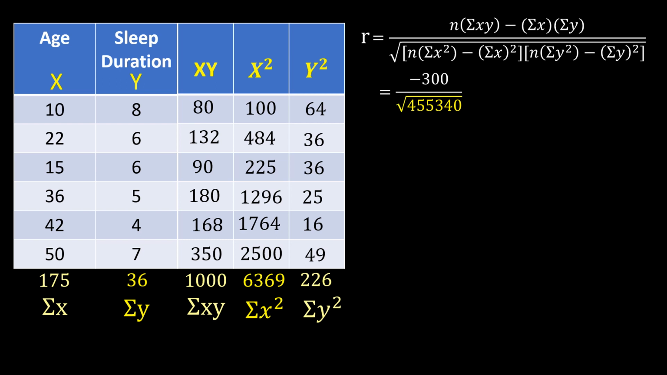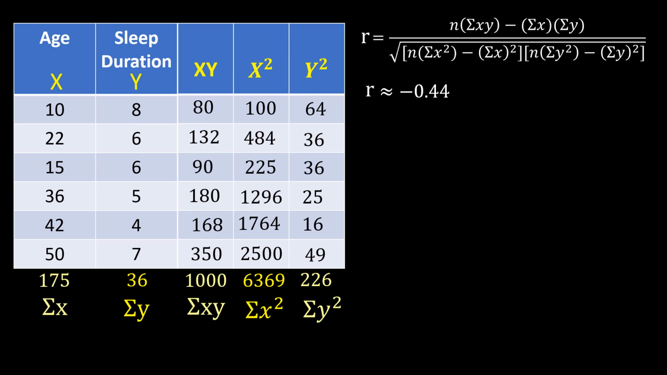So next we're going to take the square root of 455,340. So that's approximately 674.79. As you can see, we changed the equal sign to a symbol of approximately equal to because we rounded off. So it's not the exact answer anymore, but we rounded off to 2 decimal places. Next we divide negative 300 by the decimal. So we have a correlation of negative 0.44.